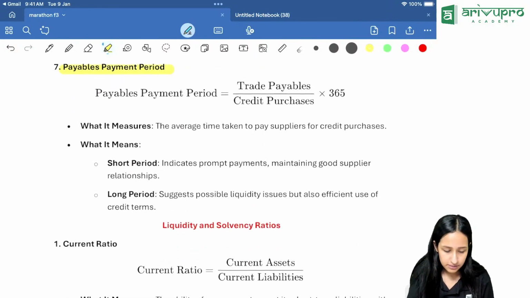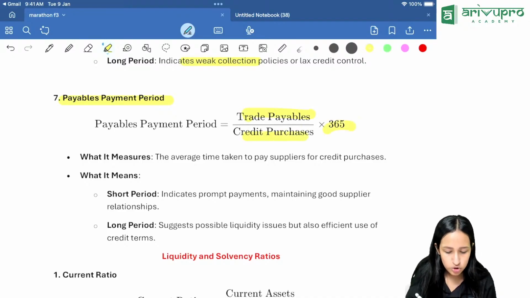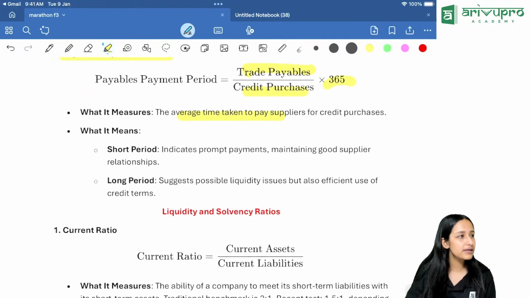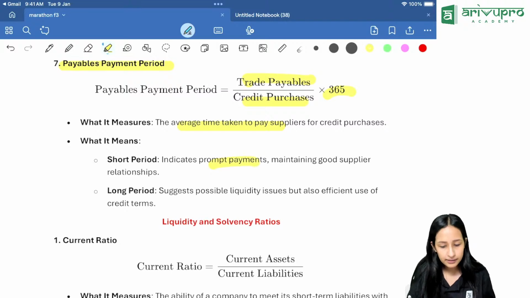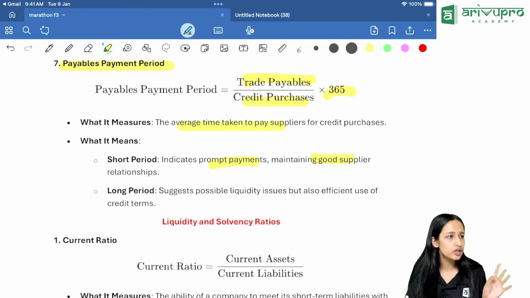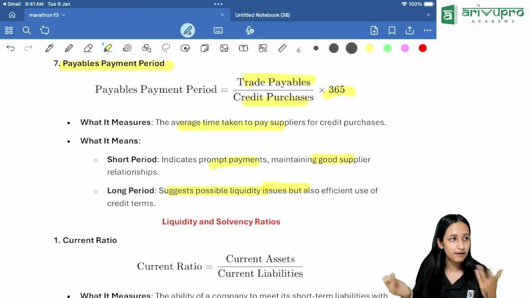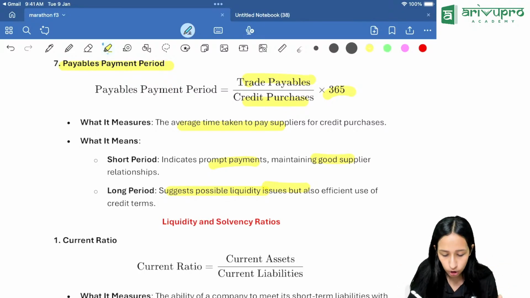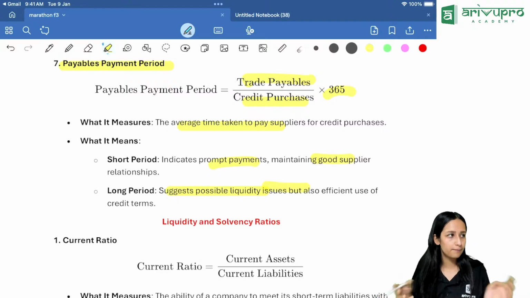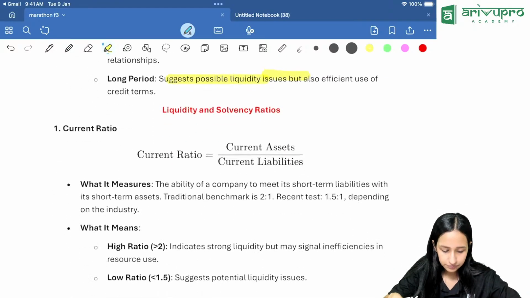Next, payables period shows how long we are taking to pay the suppliers. If it's a short period, this means we are paying them faster and maintaining a good relationship with suppliers. But if it's a long period, it shows that a liquidity issue may be there. We are not paying for a long time, which means we are also using the money effectively. We can say we are using the same payables elsewhere and making revenue. That could be one reason. Or maybe we just don't have money to pay them. That could be liquidity problems.